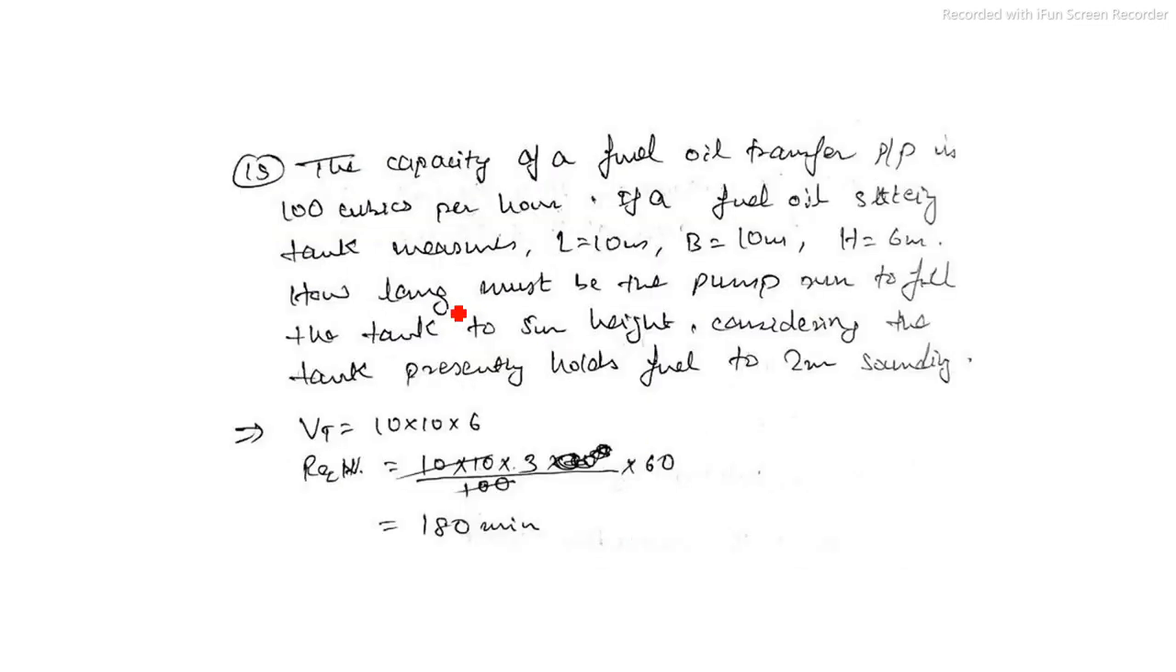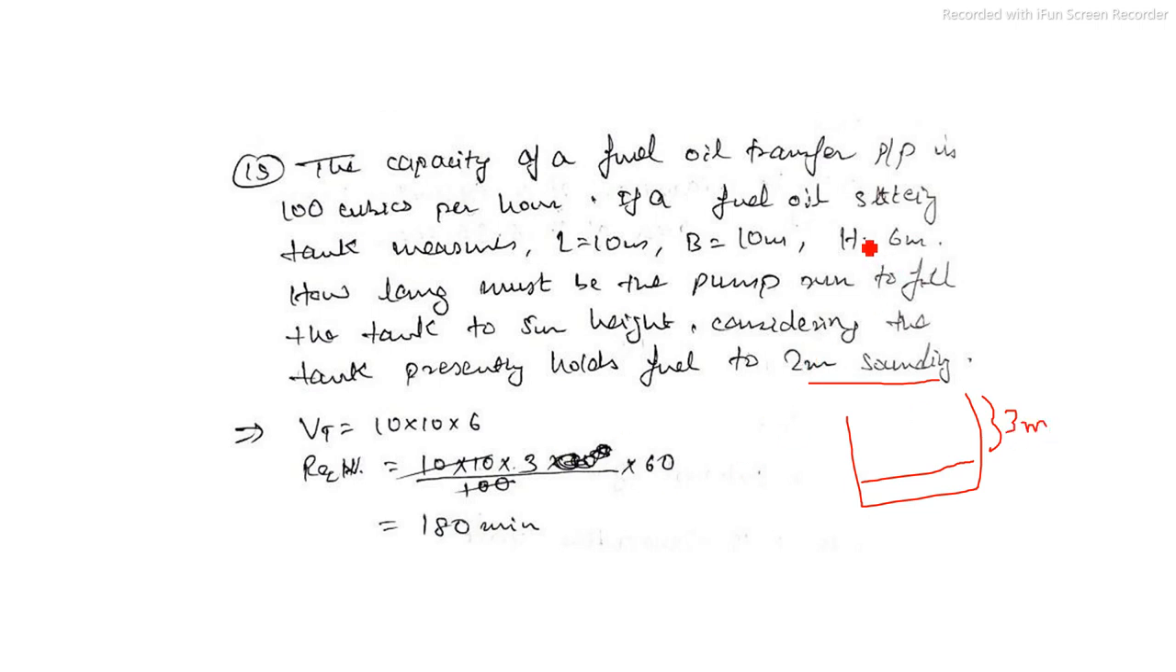Next question is, the capacity of a fuel oil transfer pump is 100 cubic meter per hour. If a fuel oil settling tank measures 10 meter length, breadth is 10 meter and height is 6 meter, how long must the pump run to fill the tank to 5-meter height, considering the tank presently holds fuel to 2-meter sounding? So here it is saying 2-meter sounding, which means the tank is already filled to 2 meter, and now the total is 5, so the remaining height is 3 meter only.